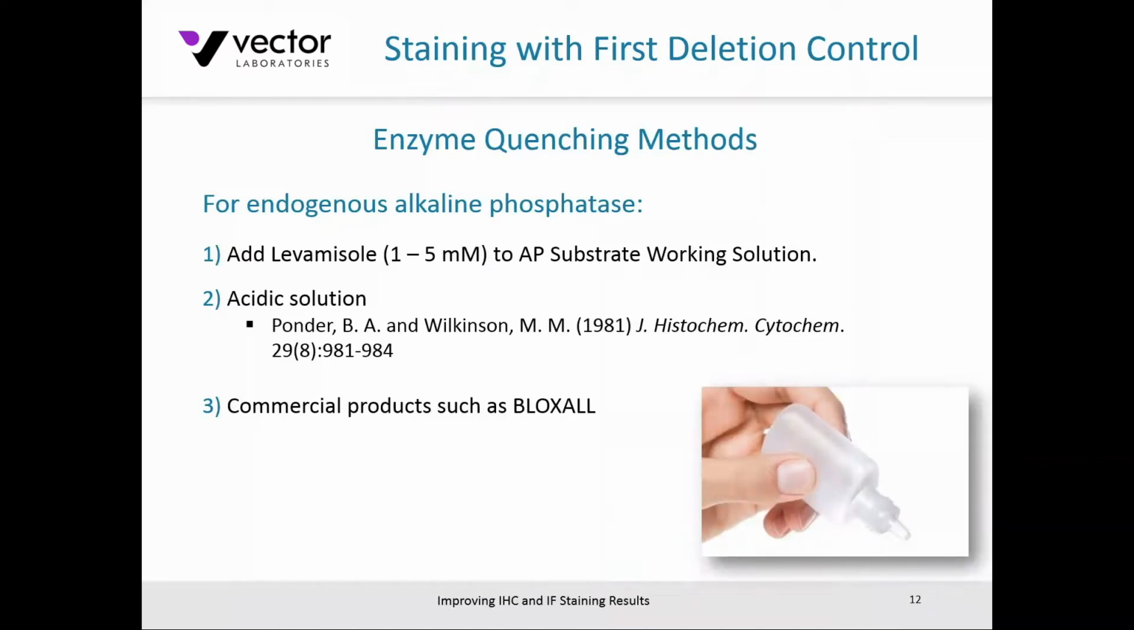Now, just note two things. One, levamisole is a reversible inhibitor of alkaline phosphatase, and as a result, it is put in at a different part of the workflow than when you would quench for endogenous peroxidase activity. So it's actually put in at the end with the enzyme substrate working solution. I know it sounds a little counterintuitive, but that's the way that particular chemical does work. There are other applications. I've highlighted a publication here using acidic solution, and certainly commercial products may also be utilized for this.